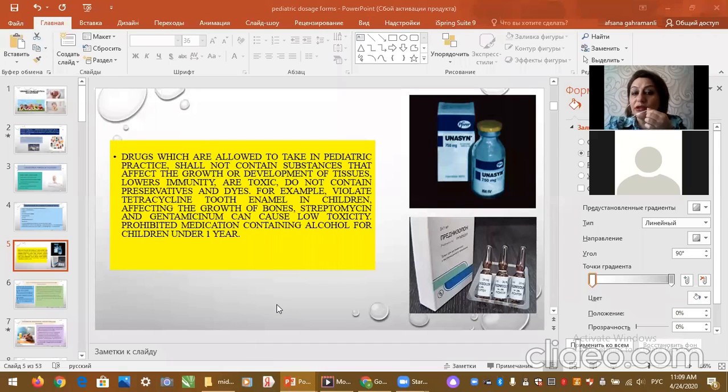Tetracycline should be avoided in children, affecting the growth of bones. Streptomycin and gentamicin can cause toxicity. Prohibited: medication containing alcohol for children under 1 year.